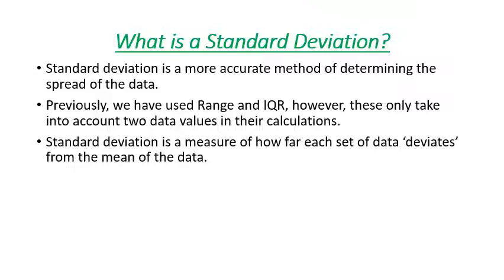Previously we would have looked at things like range or IQR to talk about the spread of the data. However, these only take into account two data values in their calculations. The range being the biggest take the smallest, and the IQR being Q3 take Q1. However, standard deviation is basically a measure of how far each of the set of data deviates from the mean of the data, and it's a lot more accurate at working out the consistency.